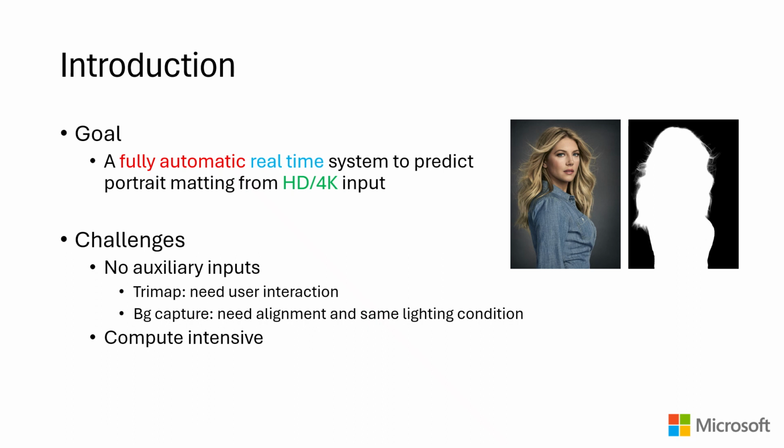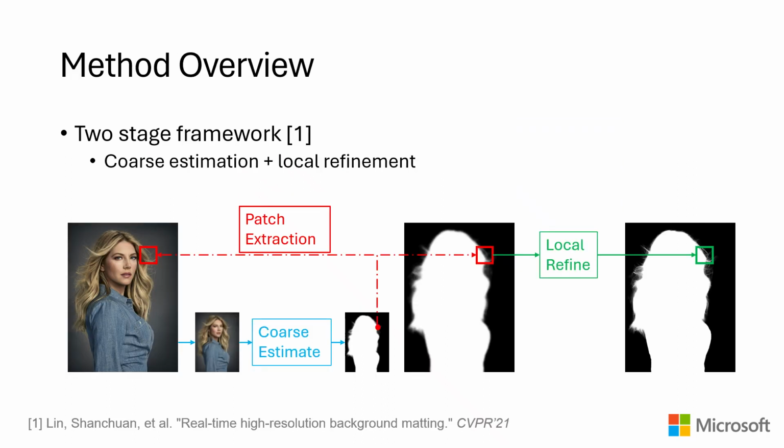Also, since we aim at HD and 4K input, which requires significantly more compute budget, this poses another challenge for us. Our method is based on the two-stage framework. The main idea is to estimate a coarse alpha in the first stage, followed by a local refinement. This saves lots of computation because we reuse the coarse prediction from the inner region and only need to refine locations around the uncertain boundaries.